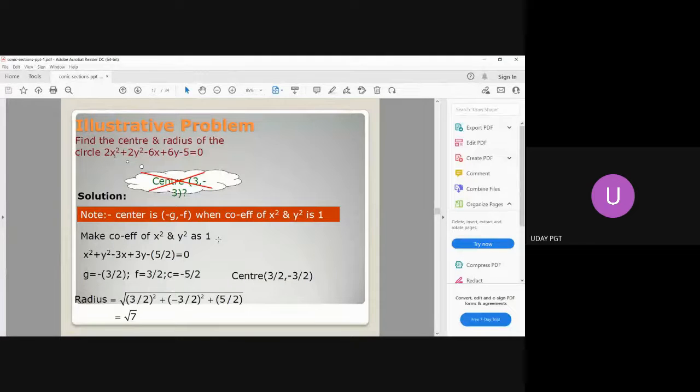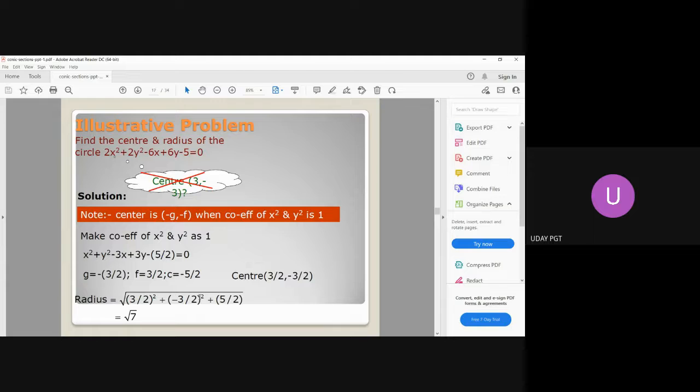The coefficient of x square and y square you should make as 1. When the coefficient is equal to 1, only then do you get the general form. Converting, we get x square plus y square minus 3x plus 3y minus 5 by 2 equals 0. In this, g is minus 3 by 2, f is plus 3 by 2 and c is minus 5 by 2. Then the center is 3 by 2 comma minus 3 by 2 and the radius is the square root of g square plus f square minus c.